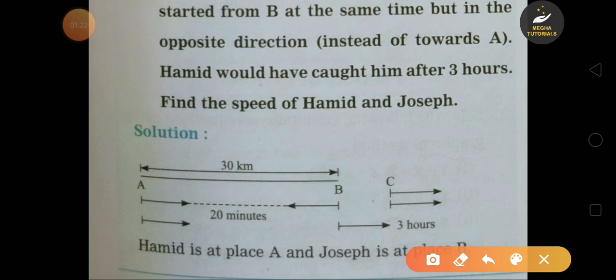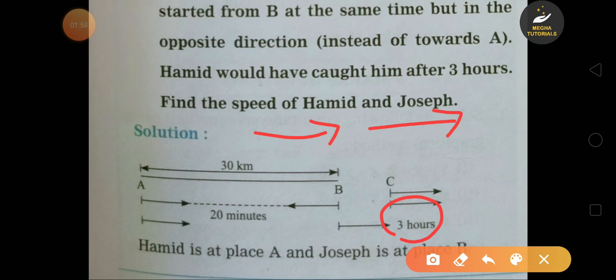Now consider equation 2. The distance between the two is going to remain constant, that is 30 kilometers. Now B and A are starting at the same time and traveling in the same direction. So when we travel in the same direction, to cover the 30 kilometer distance and meet each other you will require more time. Therefore in condition 2 they required 3 hours to meet each other.